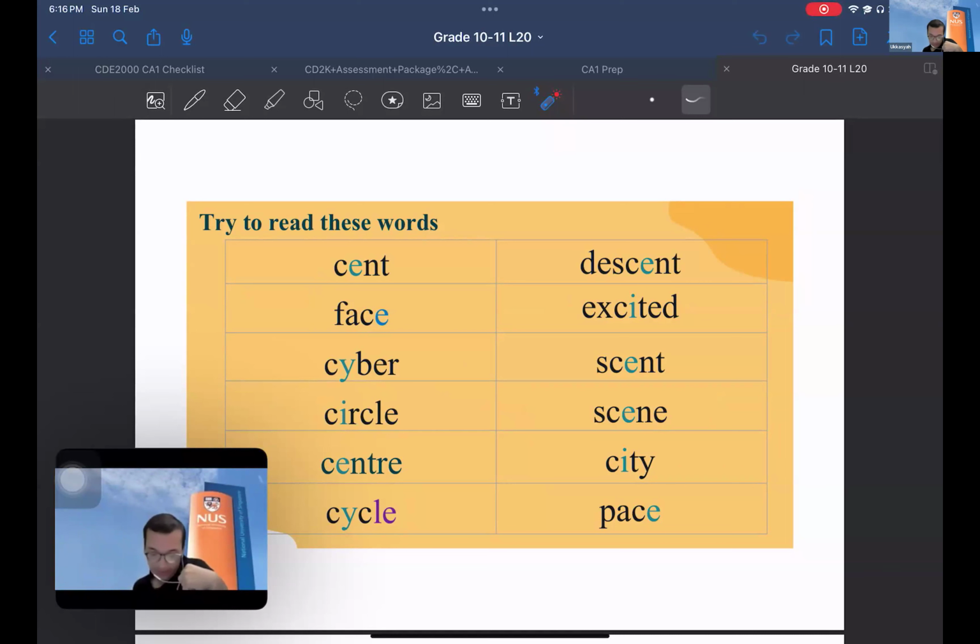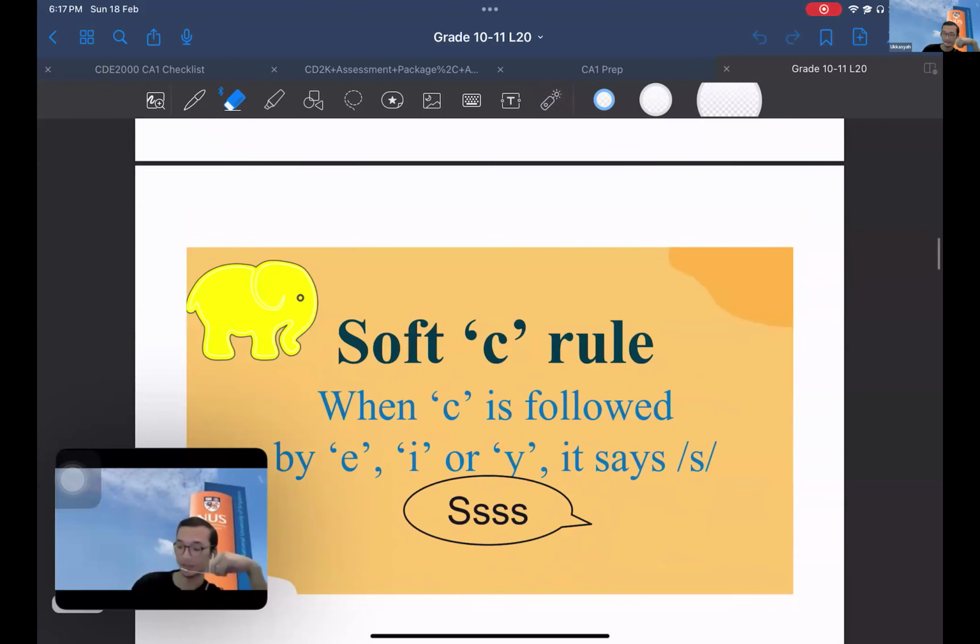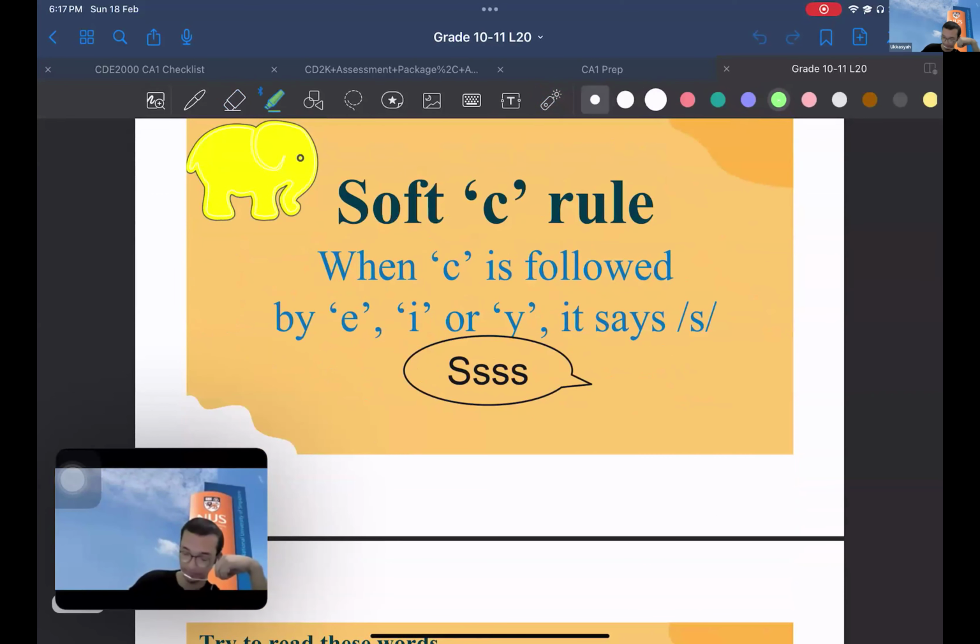Next is scene and center. This is city. Cycle. Again, this one has a double C. One is a soft C and the other one is a hard C. The soft C is because the letter that comes after it is a Y. The other C is a hard C because the letter that comes after it is not part of the three letters right over here, which are E, I, or Y. Let me just highlight that for you.